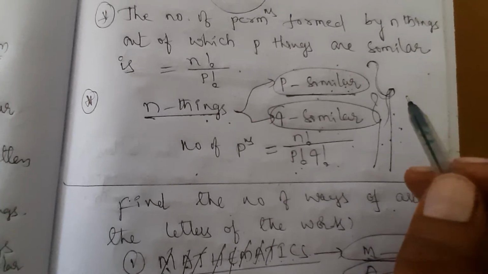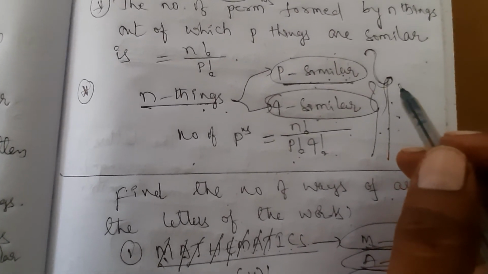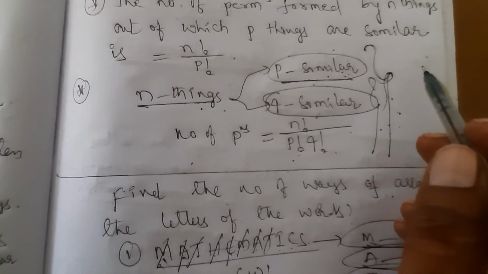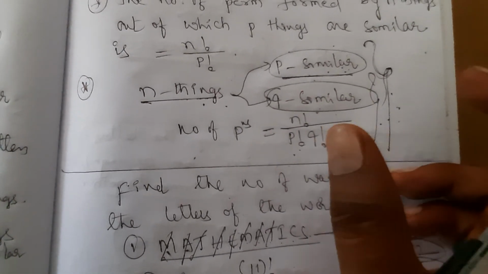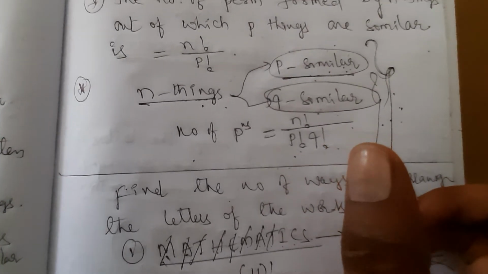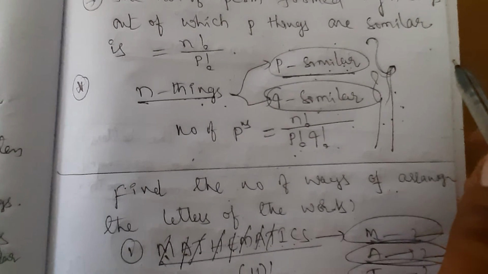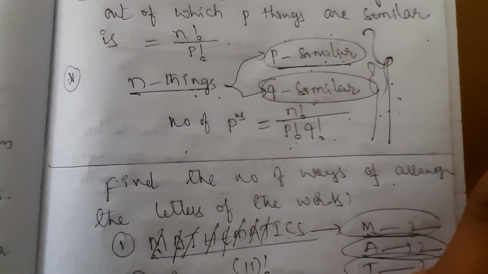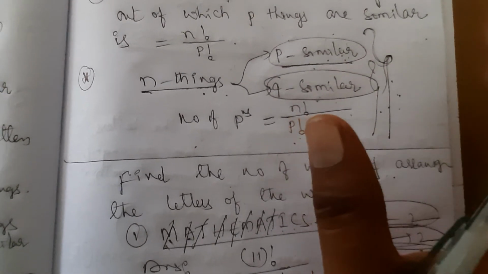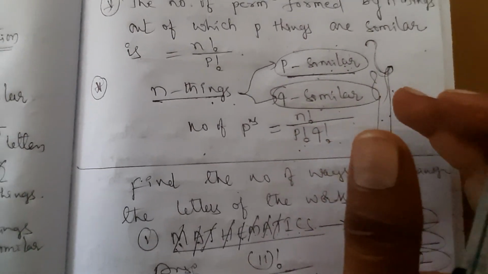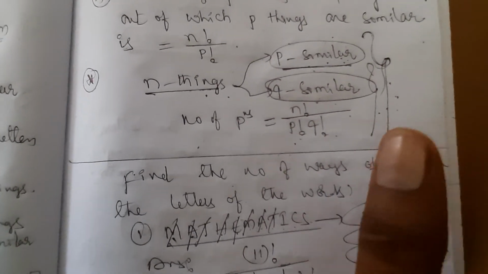And two more important points: whenever you observe the words 'things come together', immediately we have to take them as one unit. And next, whenever no two things come together, separate those things, arrange the rest of the things, then you will get the gaps. In those gaps, the things that you separated have to be arranged.